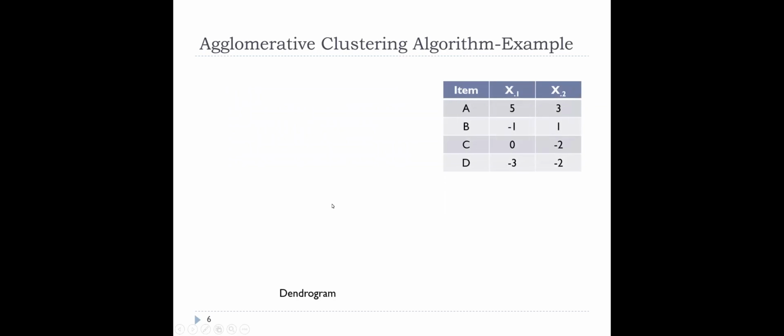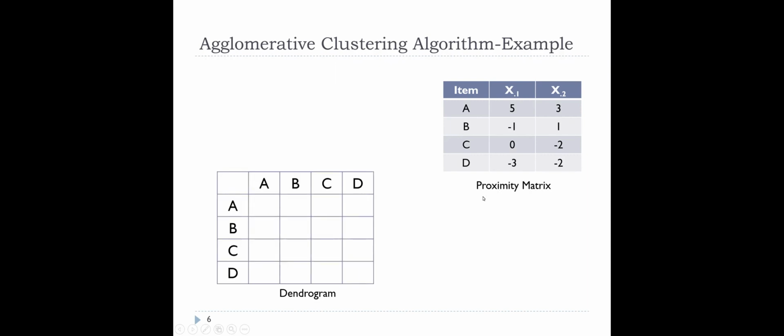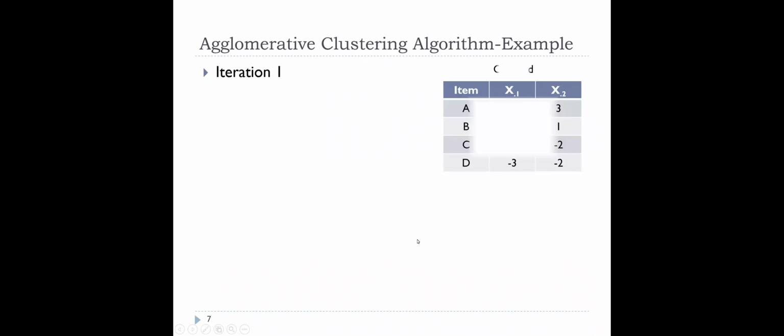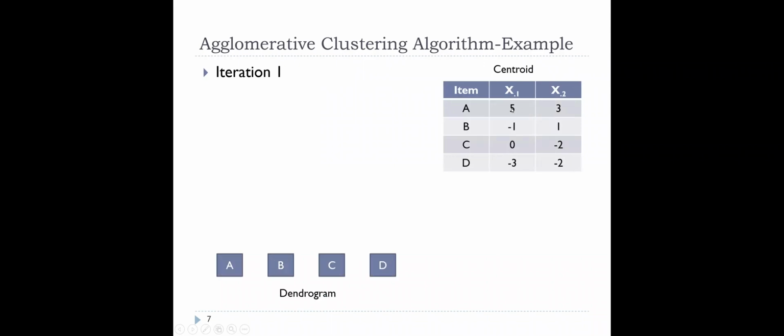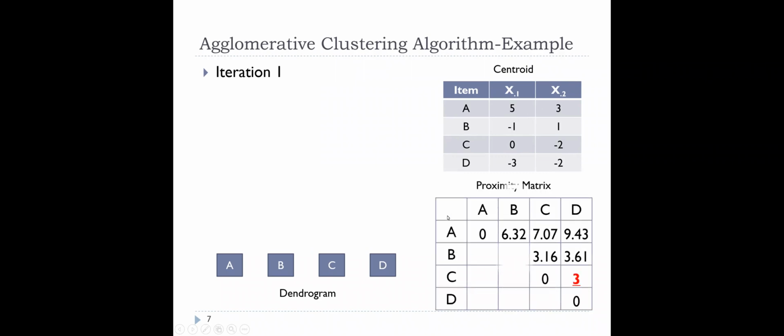So now let's have a look at an example. Suppose you have 4 observations, each with 2 coordinates: the first predictor and the second predictor. This is a proximity matrix, just a distance matrix. Each one is treated as a cluster, so the centroid is just itself. Now we calculate the proximity matrix, and we find that the smallest distance is between C and D, which is 3. So we merge C and D together.